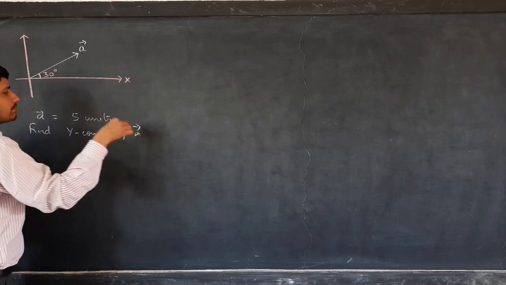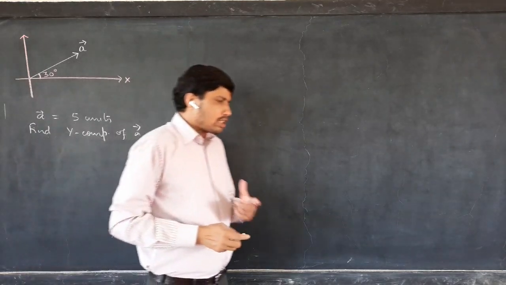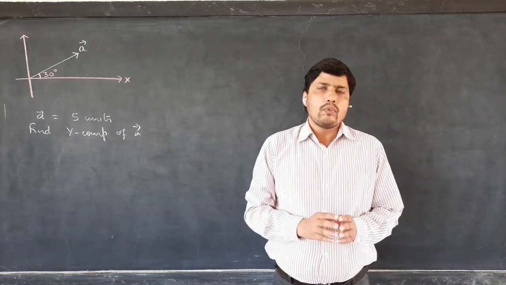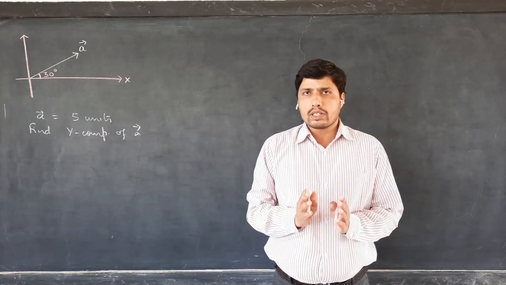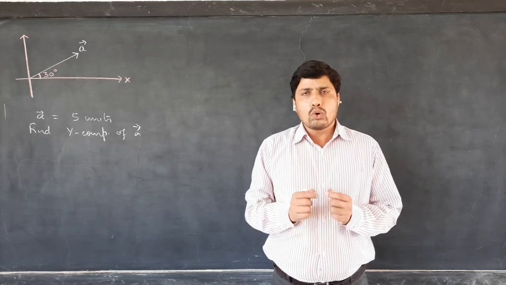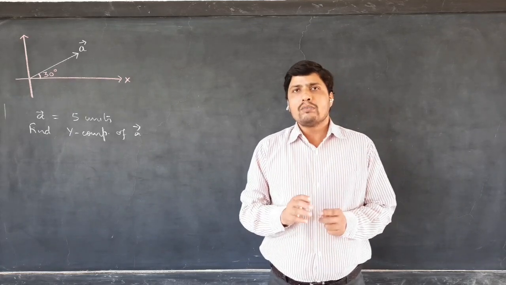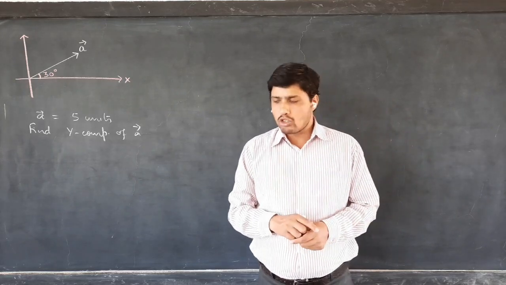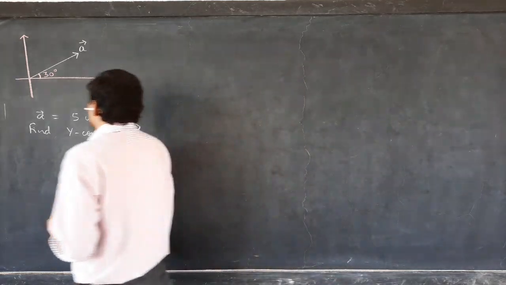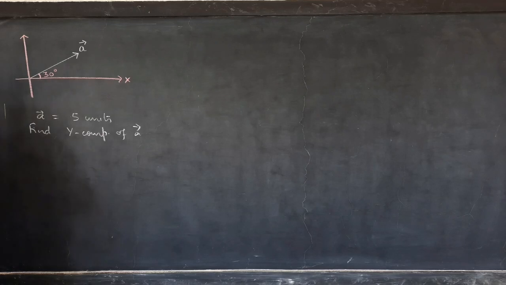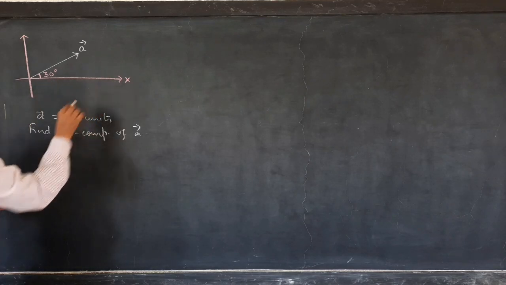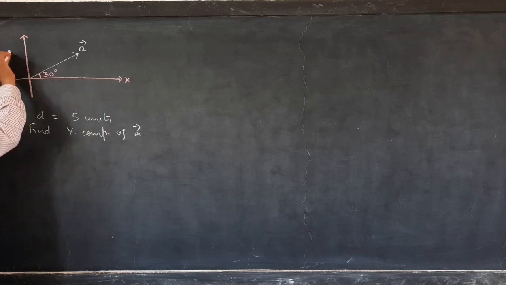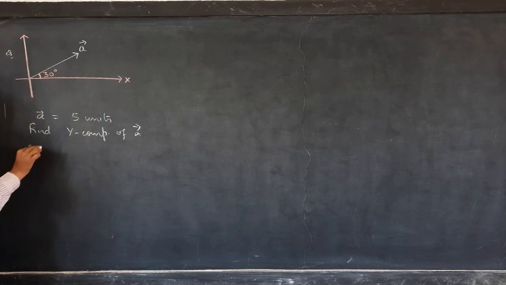Very simple question. So the projection or component of a vector along some direction, how do we find? We multiply the magnitude of that vector with cosine of the angle between that vector and the direction along which its component is to be found. This vector makes 30° with x-axis, so it means it will make, so this is the question, solution.